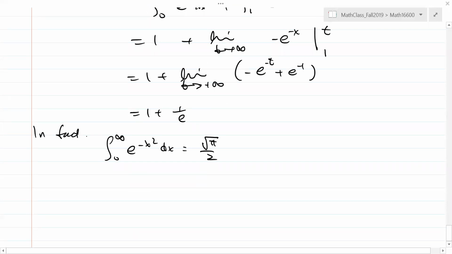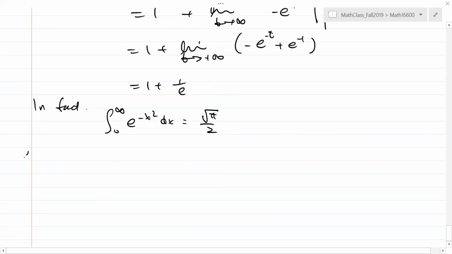So it's not a trivial problem. But you can use a computer to estimate: when you choose a sufficiently large t, the integral from 0 to t of e to the negative x squared dx should be very close to the square root of pi over 2. You can verify this is true. But the question is, how do we know that at the very beginning? It's not easy to see that.